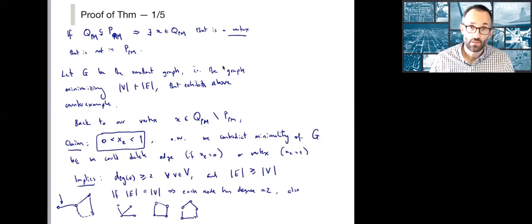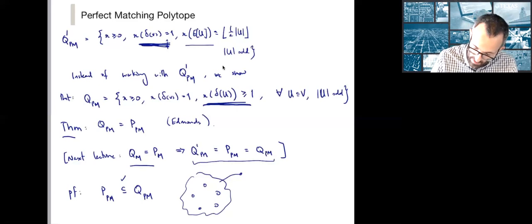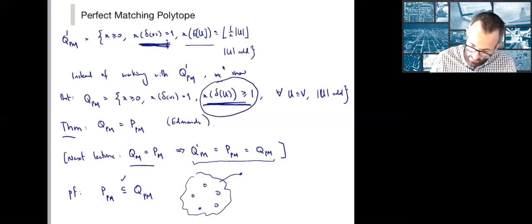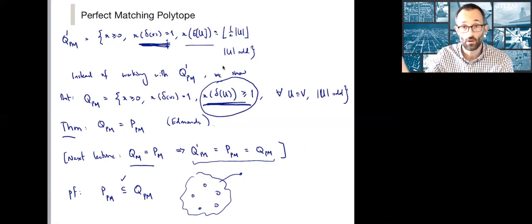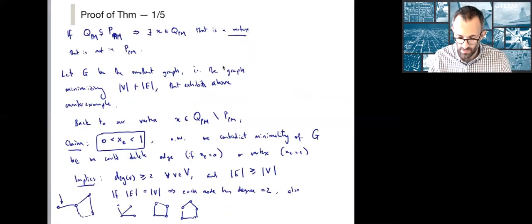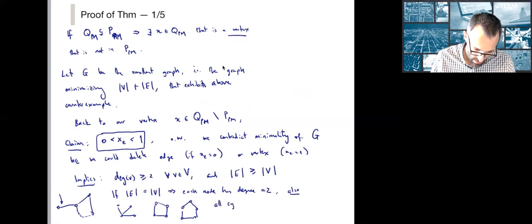It has to be even because of this constraint right here. You see that this is saying that any odd subset has to have an edge coming into it from somewhere outside. And if I have an odd cycle, then it doesn't satisfy this. So it means also all cycles are even length.